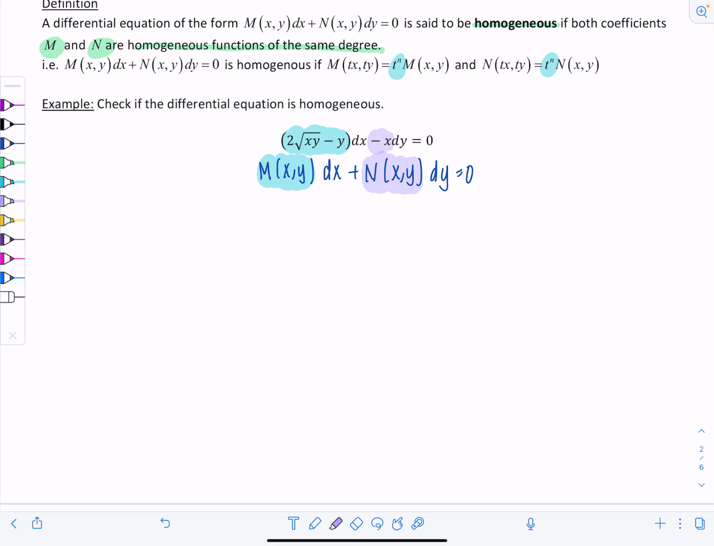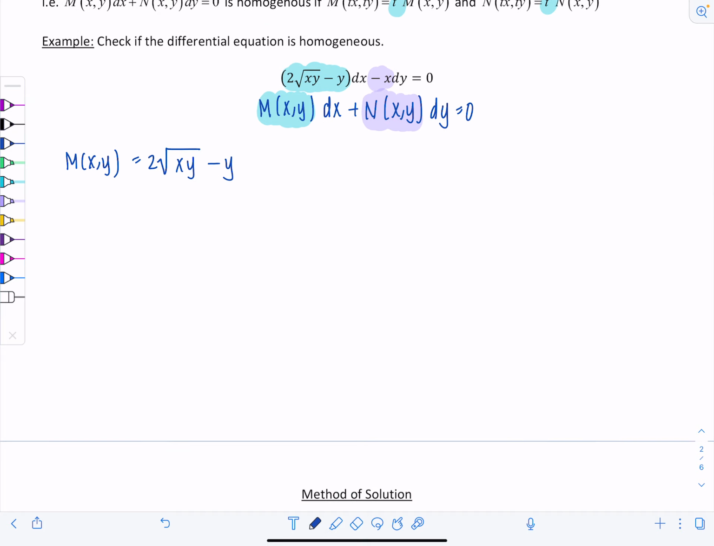So we have to do 2 tests to check if m of xy is homogeneous, and if it is, what its degree is, and then again for n, and make sure that the degree matches. Okay, so m of xy is equal to 2 rad xy minus y. You can totally do the test where you're just checking the degree of each term. I'm going to apply the definition just so we get more practice using it. So m of tx, ty equals 2 times rad tx times ty minus ty.